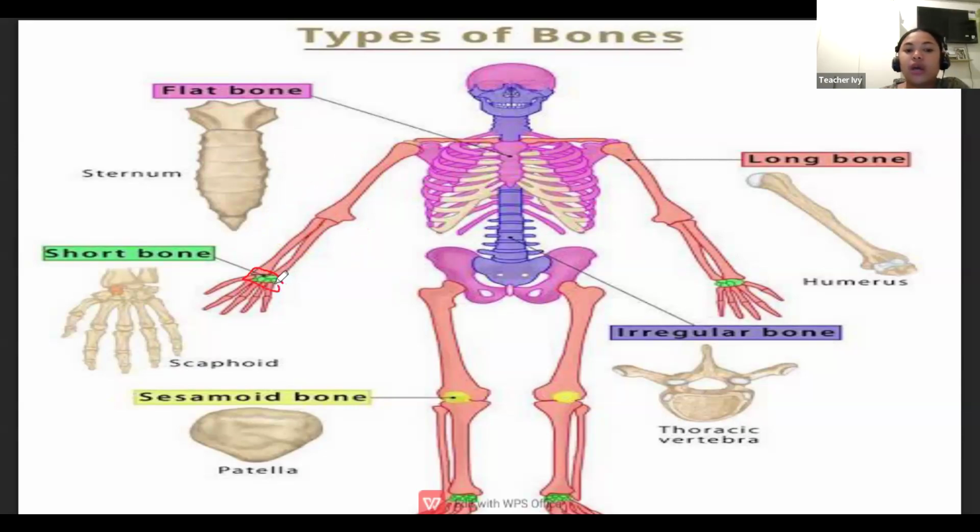What do you call this bone, Mark? The green in color bone. What do you call this? Yes, what's the name of this bone? Short bone? Yes, it is a short bone. Correct. But what do you call the name of this bone? I think it's the palm. The palm? Look at it closely.